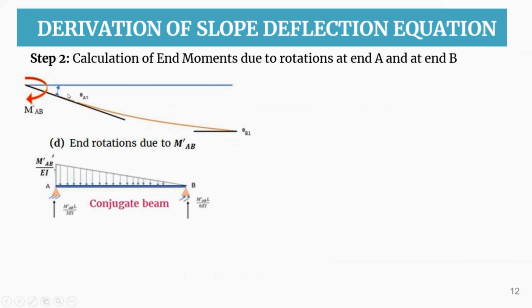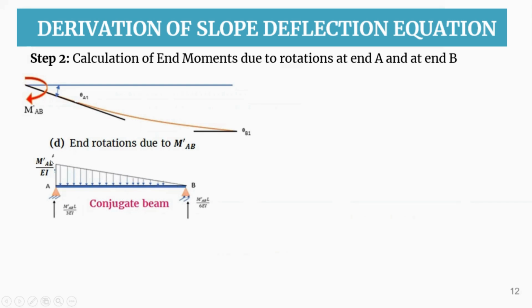So to solve this, you're going to use the conjugate beam method. When we are applying a moment at A, in the conjugate beam method, we are going to draw the bending moment diagram first. So when we apply a moment at this portion A, our bending moment diagram is M'AB at this portion, and there is nothing here at B joint, so it is 0.